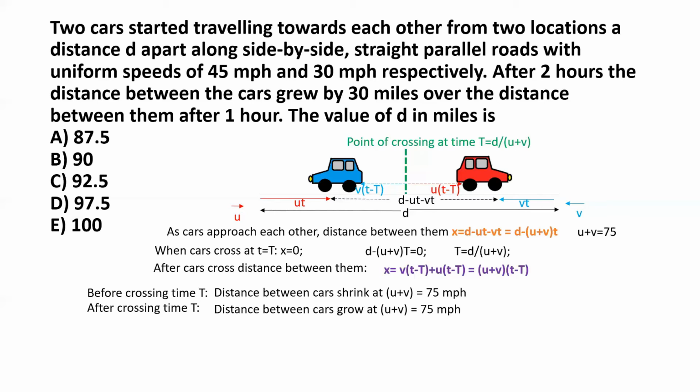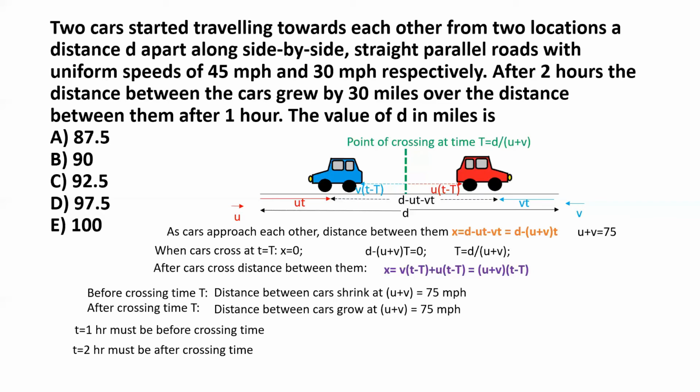If both of these time points, 1 hour after start and 2 hours after start, happen to be after the cars crossed, then I would have expected the distance to grow by 75 miles in 1 hour, right? But the fact that it grew only by 30 miles tells me that these two time points must be on either side of the crossing time, meaning that t equal to 1 hour must be before the cars crossed, and t equal to 2 hours must be after the crossing time.